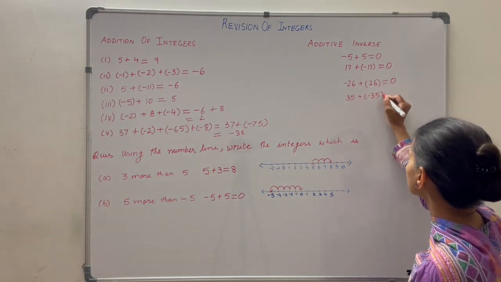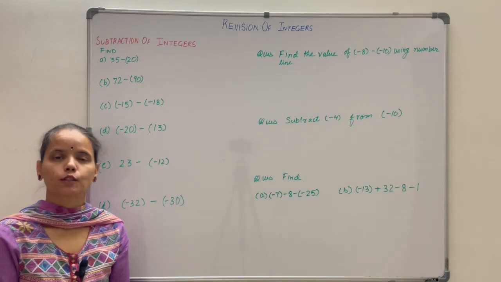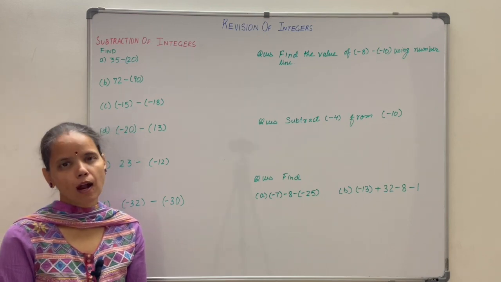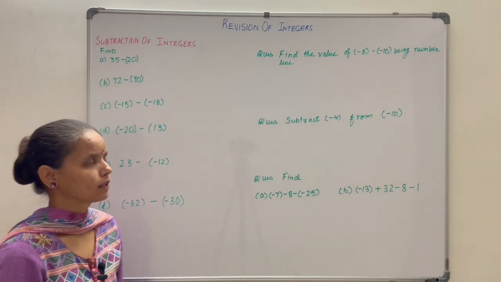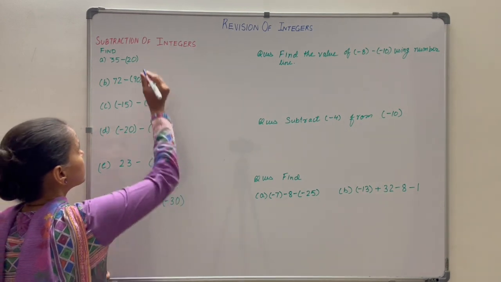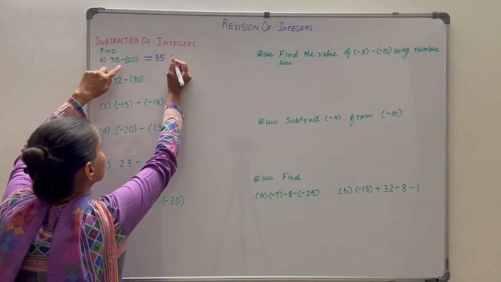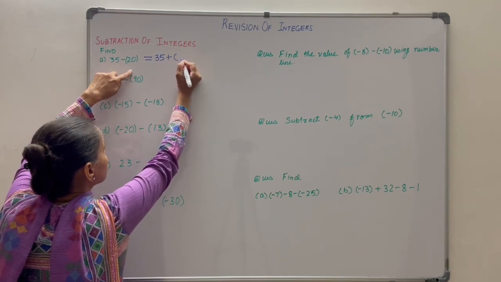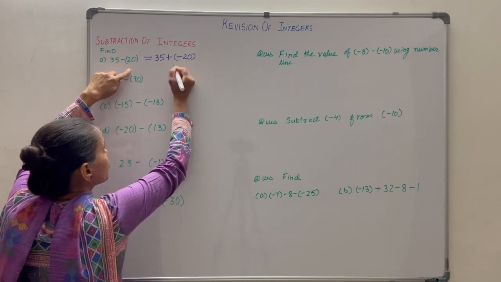Their summation is 0. Subtraction of integers. To subtract one integer from another integer, we need to add the additive inverse of the number that is being subtracted. Let us do these questions. Find 35 minus 20. So 35, you are subtracting. So you just need to add the additive inverse of the number which is being subtracted. Plus 20, additive inverse is minus 20.